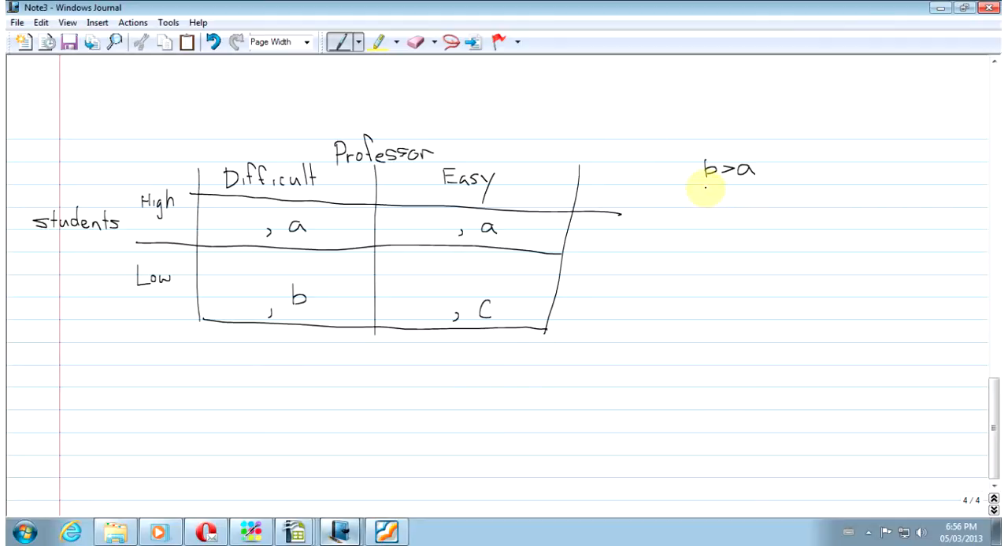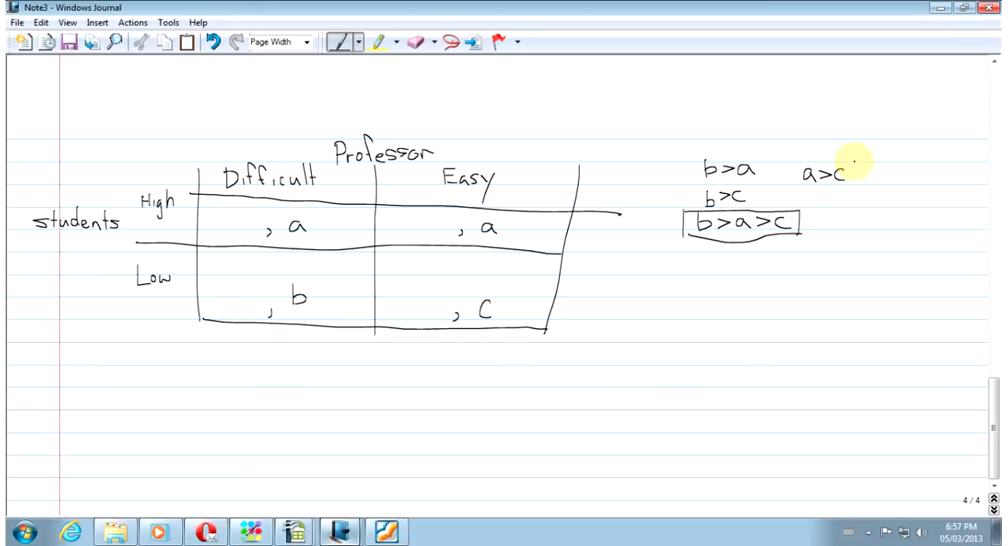If it's also the case that it's good to be evil and make a really hard test when you're unprepared, then B must also be greater than C, right? So if B is the best, then B has to be greater than both A and C. And I also said that the worst thing was that he lets them get away with being unprepared by making an easy test. So A must also be greater than C. And by the transitive property, I can come up with a ranking where B is strictly preferred to A is strictly preferred to C. And that's how I want to come up with payoffs.